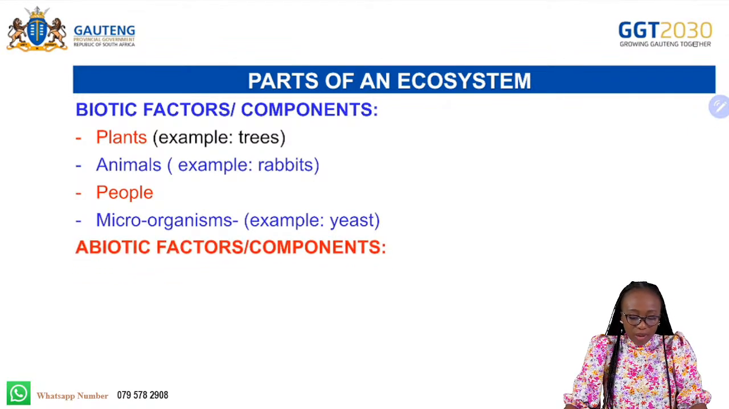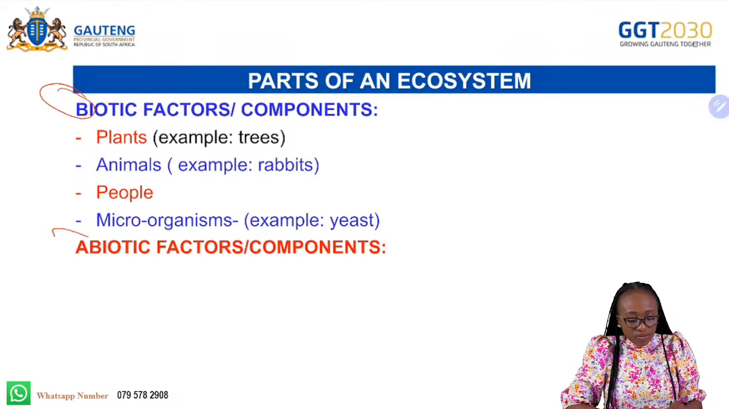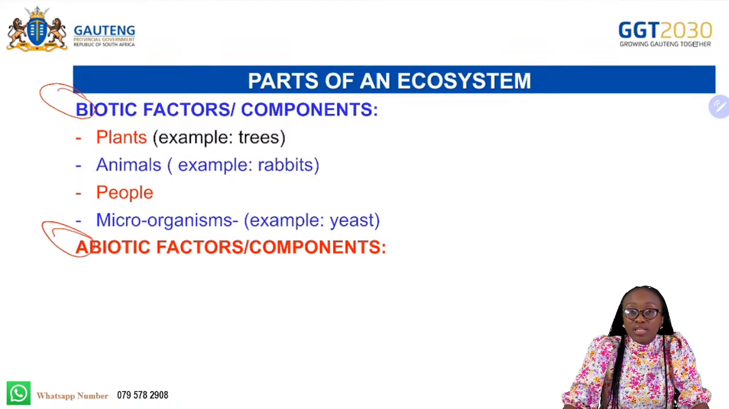Then we've got the abiotic factors, or abiotic components. These are the non-living parts that make up an ecosystem. So remember, the ecosystem has 2 parts. We've got the biotic factors and then the abiotic factors. So let's give some examples.